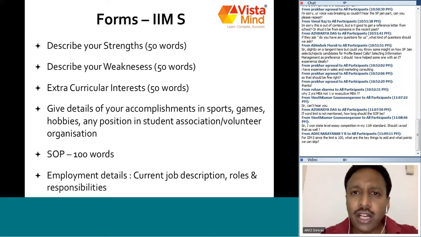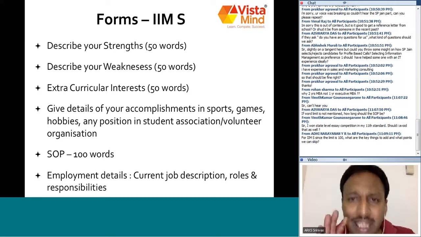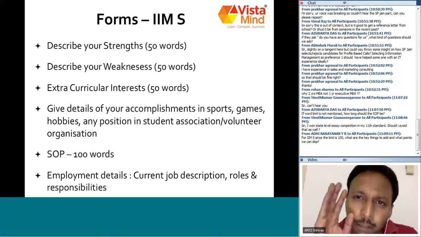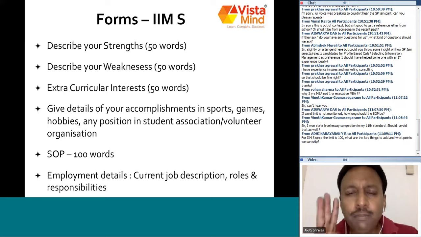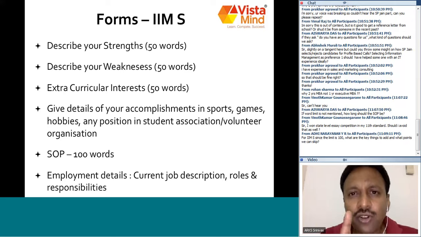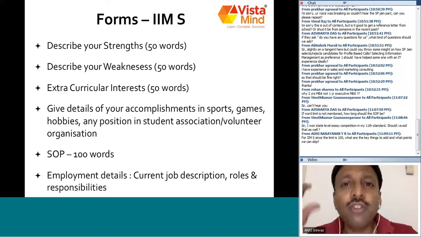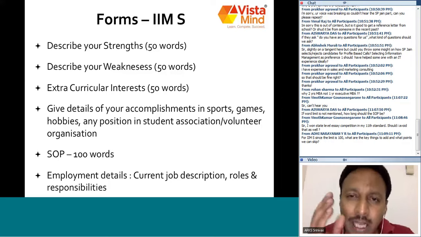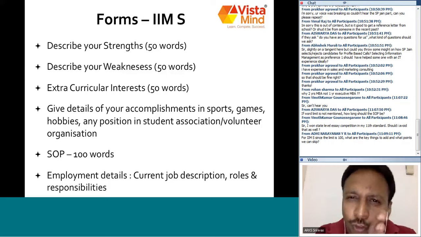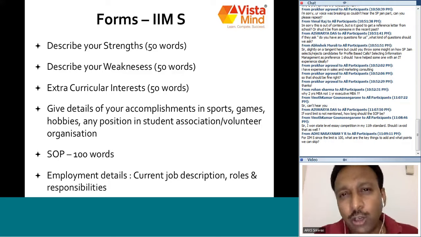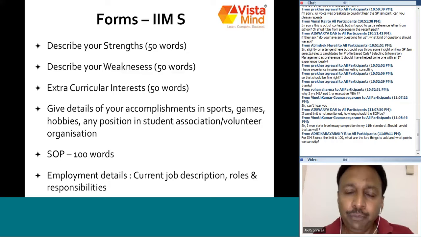Describe your strengths. When you are describing your strengths in 50 words, typically don't write 50 adjectives. Pick the three most important strengths, and for each strength, write why you think it is a strength, or where you found that this strength was useful, or an example of why it was your strength. Typically, a sentence would be about 14 to 15 words along with the strength. So three strengths will be comfortable for 50 words.